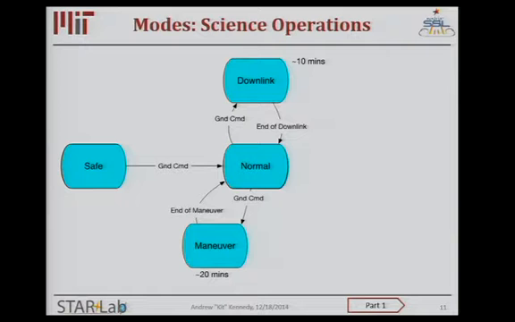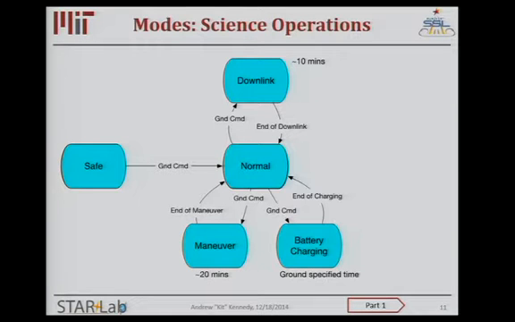So we uplink a command in advance to the spacecraft to tell it when we want it to do this maneuver. And like I said, this could be at the end of a communications blackout period. So you can imagine that we have a queue of commanded maneuvers that the spacecraft is waiting to do at any given time. When it starts a maneuver, it transitions to this mode, and then it takes about 20 minutes and ends up back in normal mode.